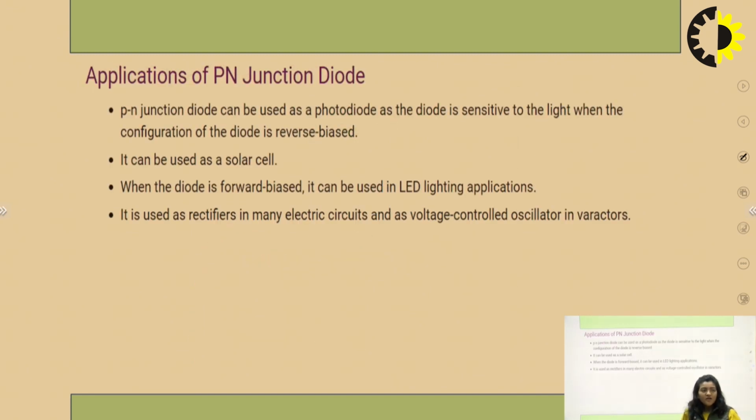So, what are the applications of the PN junction diode? It can be used as a photodiode, which is sensitive to light when the diode is reverse biased. It can be used in a solar cell, and when the diode is forward biased, we can use it as an LED. It can also be used in rectifiers, like the full wave rectifier and half wave rectifier, in voltage controlled oscillators, in varactor diodes, and in clamper and clipper circuits. So there are many applications of diodes.